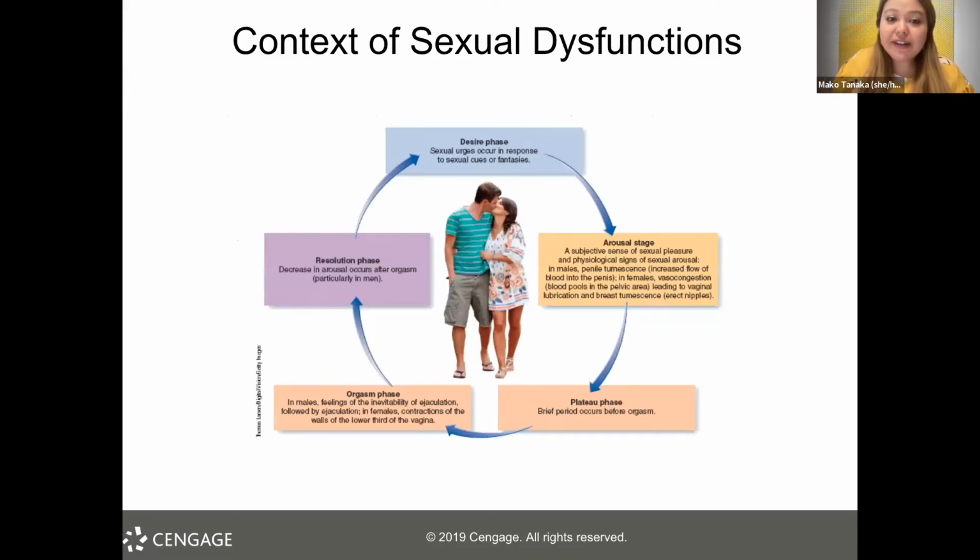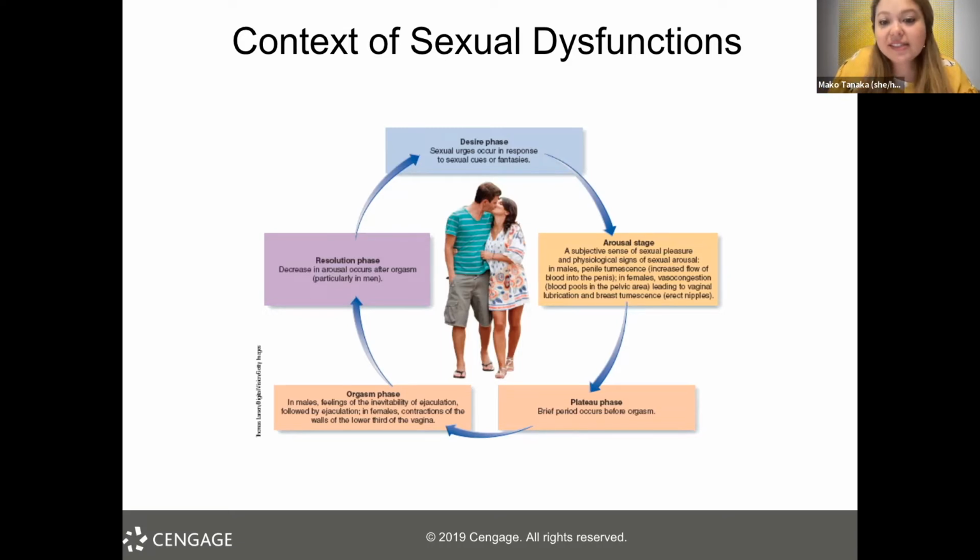So pictured here is the human sexual response cycle. This outlines a sequence of events that people go through, from desire to acting on sexual impulses with another person or solo, to orgasming, and so on. And when we talk about there being sexual dysfunctions, we usually isolate where that disorder or where that difficulty is arising. So at what stage of the sexual cycle? So let's walk through this cycle together.